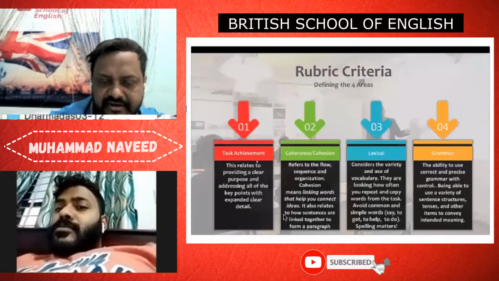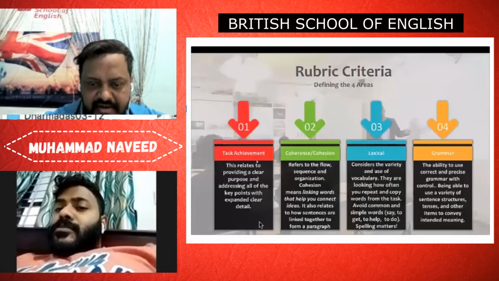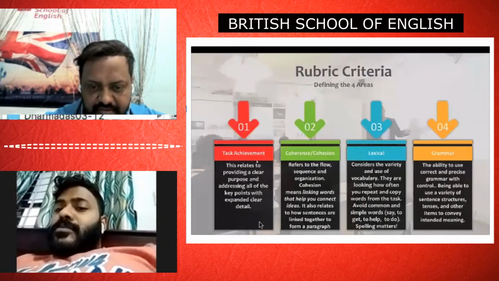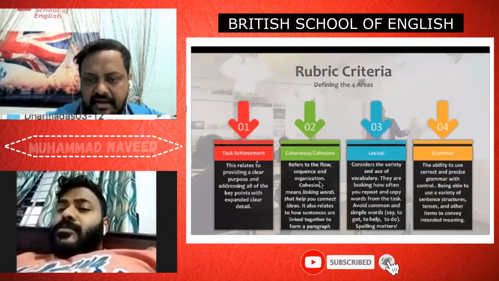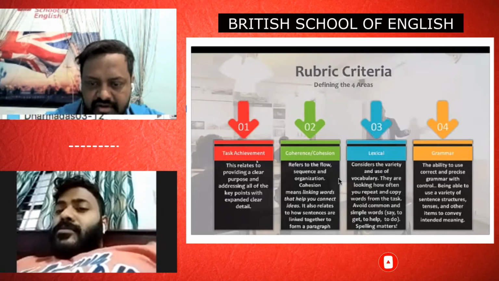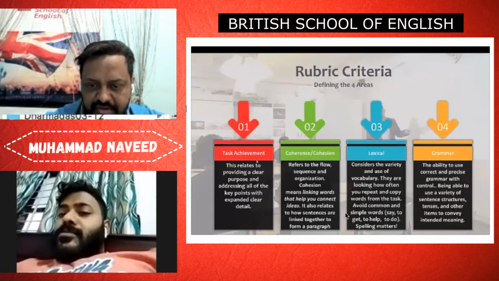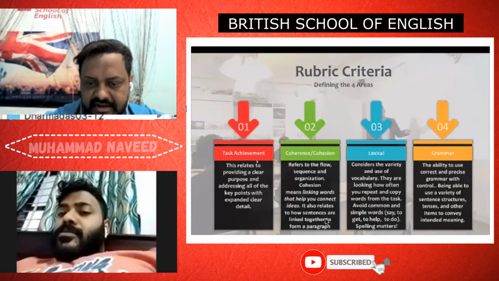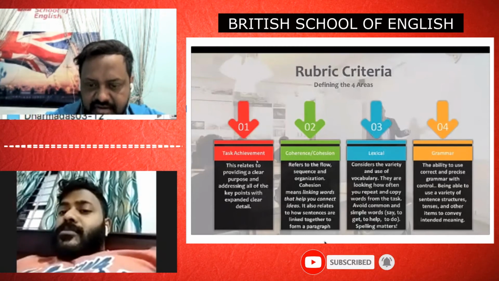Then rubric criteria, you've got task achievement, obviously. This relates to providing a clear purpose and addressing all of the key points with expanded, clear detail. And coherence and cohesion refers to the flow, sequence and organization. Cohesion means linking words that help you connect ideas. It also relates to how sentences are linked together to form a paragraph.